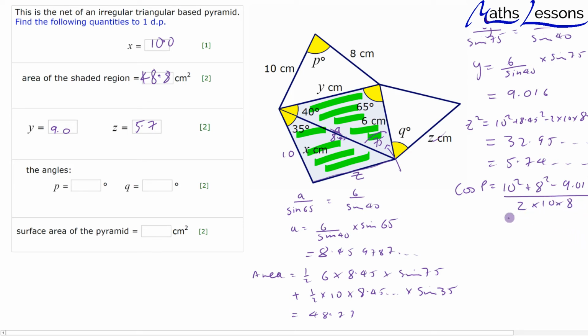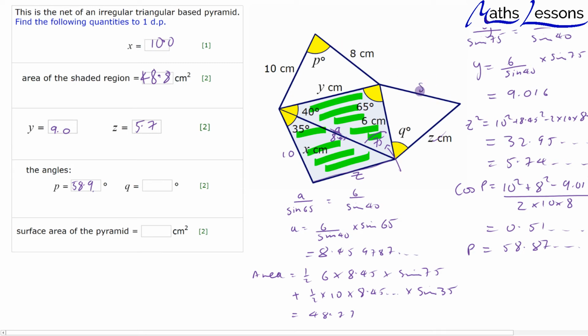We work that all out and we get 0.51 and the rest. And so P is inverse cos of that, and we get 58.87 and so on. So that's 58.9 degrees.